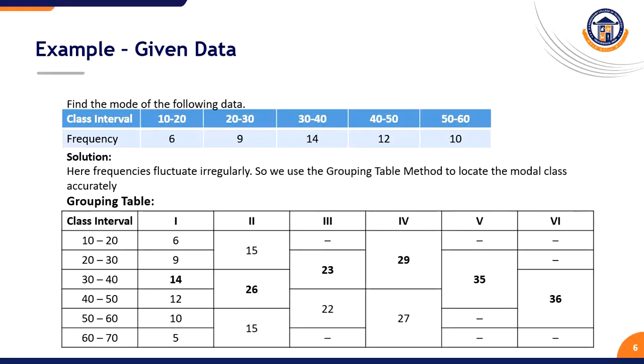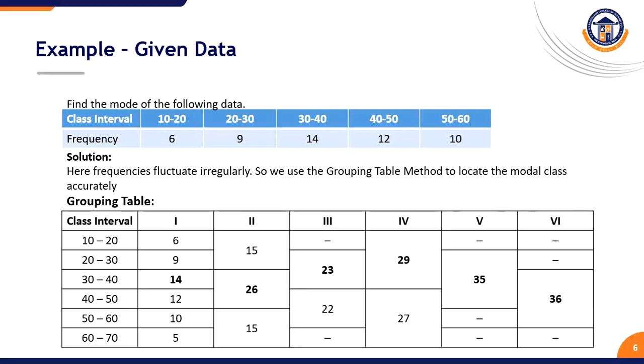Now we see an example problem. The given data are class intervals and frequencies. The class intervals are 10 to 20, 20 to 30, 30 to 40, 40 to 50, 50 to 60, with equal interval length. The corresponding frequencies are 6, 9, 14, 12, 10. We try to find the mode of this grouped data.